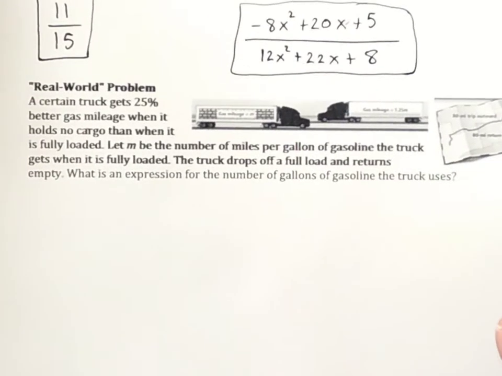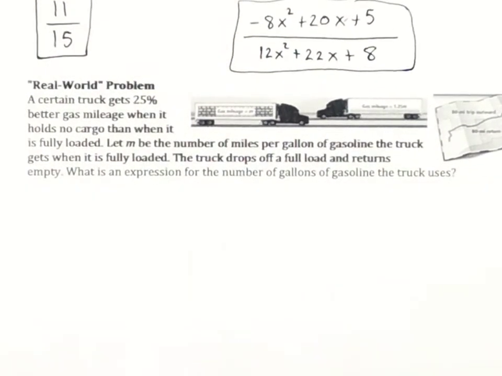Last question. A certain truck gets 25% better gas mileage when it holds no cargo than when it is fully loaded. Let M be the number of miles per gallon the gasoline truck gets when it is fully loaded. The truck drops off a full load and returns empty. What is the expression for the number of gallons of gasoline the truck uses?